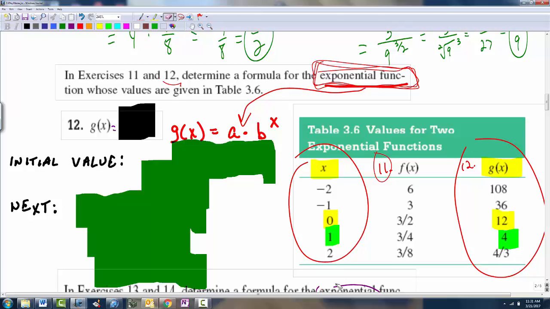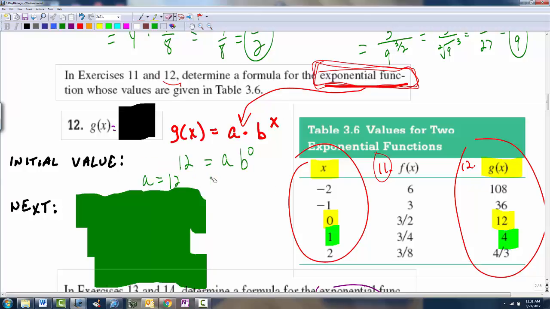If anyone was listening to me earlier, we should know what the initial value is right away. We should know instantaneously what a is. What is a? Not 1. What's the initial value for a? Not 0. 12. When I plug in what? 0. So the initial value is 12.